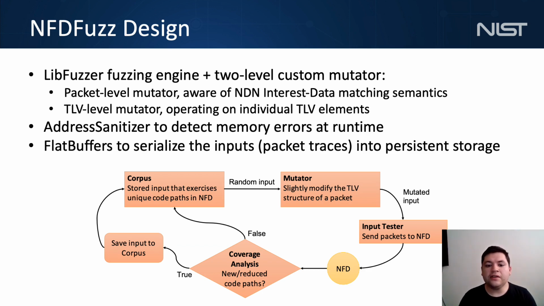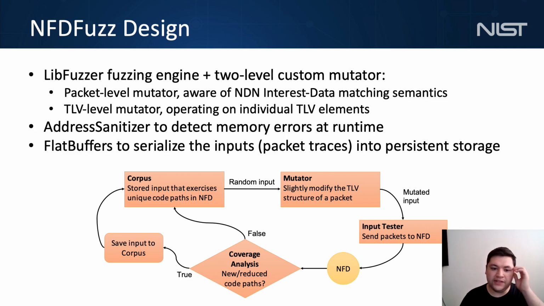NFDFuzz leverages LLVM's libFuzzer as its core fuzzing engine and complements it with a two-level custom mutator. At the top level, we have a packet mutator that understands the NDN protocol semantics and makes decisions on what packet to generate next. Then the top-level mutator calls a lower-level mutator that operates on the TLV structure by randomly adding, removing, or rearranging individual TLV elements, or changing their value.